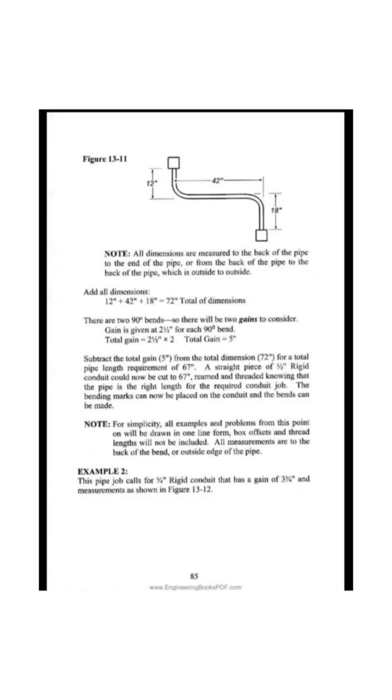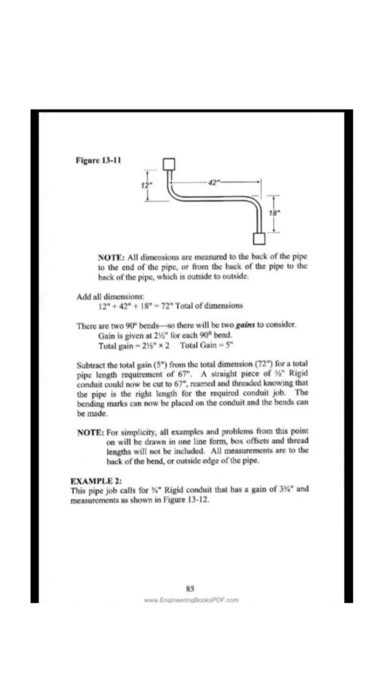Total gain equals 2.5 times 2, total gain equals 5. Subtract the total gain, 5, from the total dimension, 72 inches, for a total pipe length requirement of 67. A straight piece of 1/2 rigid conduit could now be cut to 67 inches, reamed and threaded, knowing that the pipe is the right length for the required conduit job. The bending marks can now be placed on the conduit and the bends can be made.